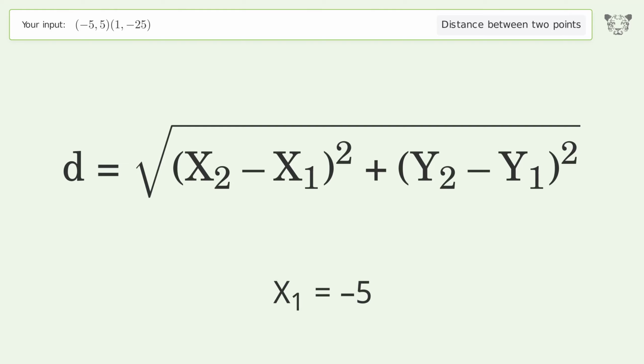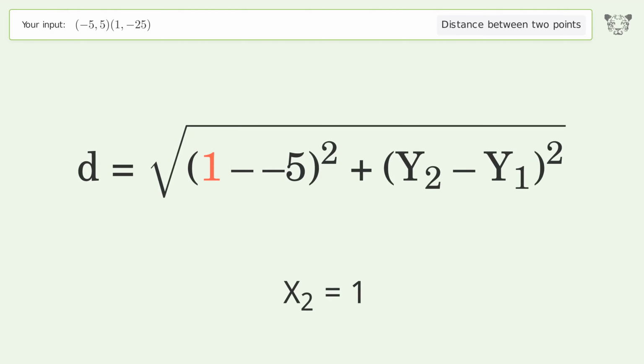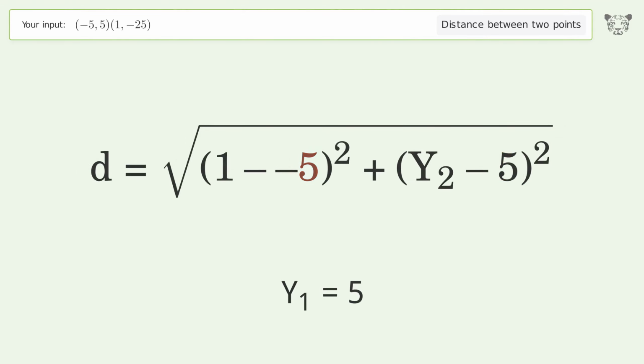x1 equals -5. x2 equals 1. y1 equals 5. y2 equals -25.